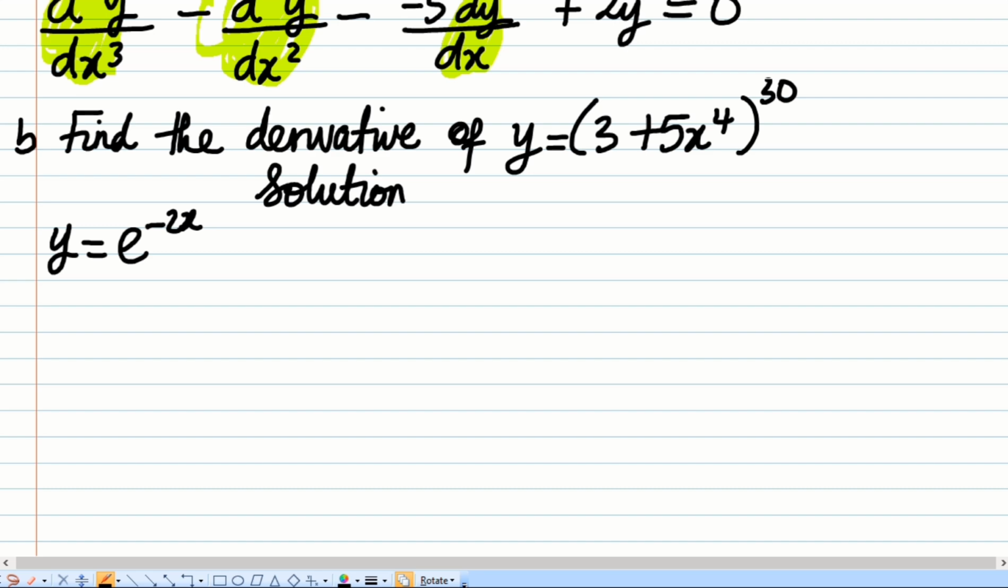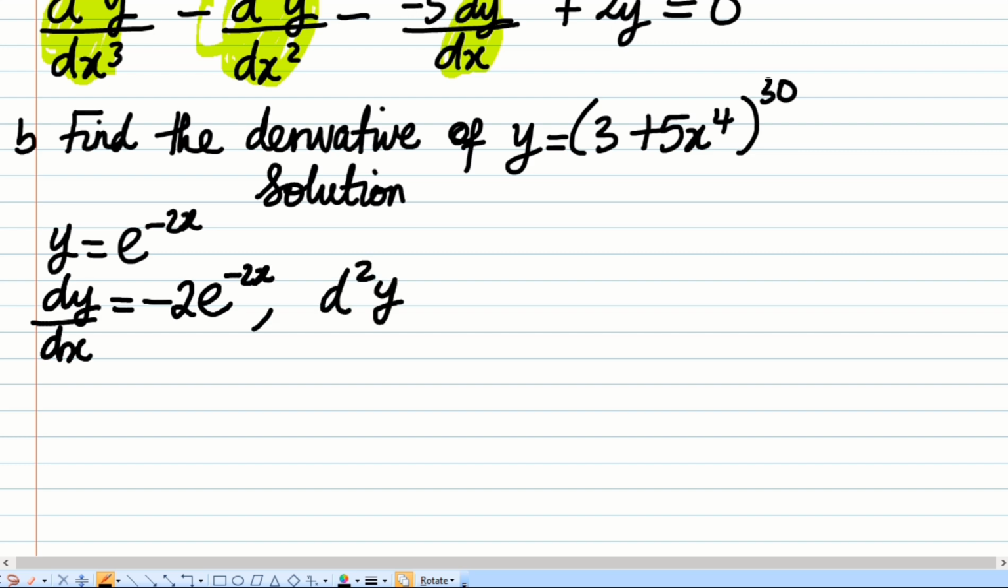Now, what is dy dx? It's the first derivative. Anytime you have an exponential function, just differentiate the power there. So if you differentiate minus 2x, you get minus 2, and then multiply. So you just have minus 2 exponential minus 2x. So this is dy dx.